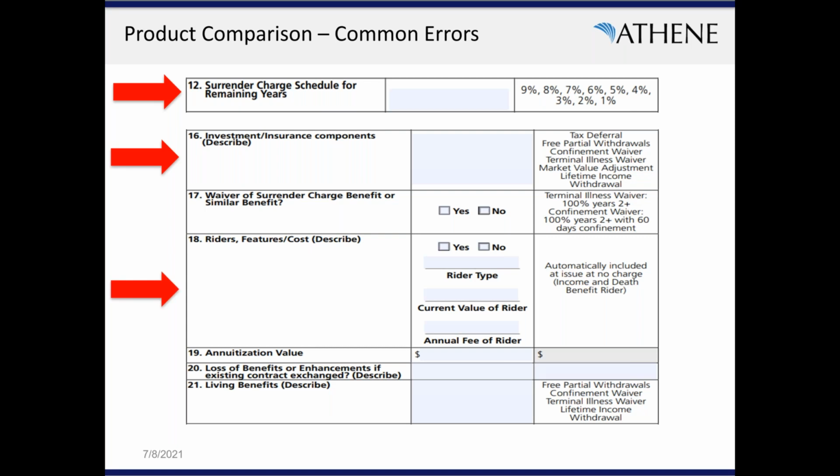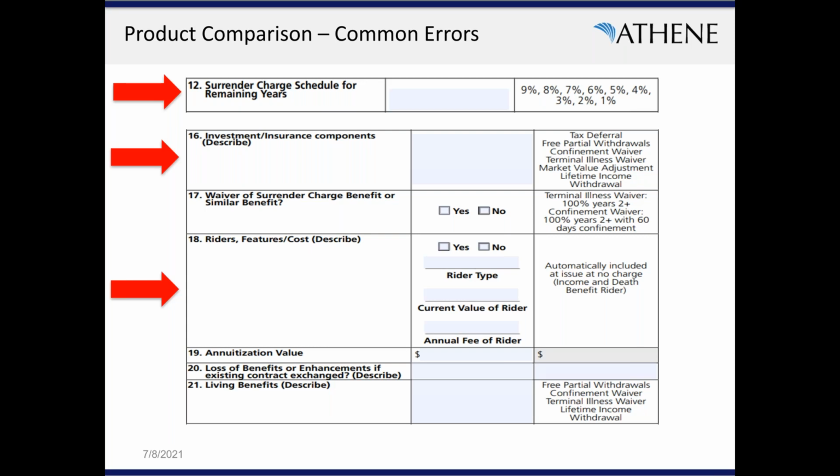Question 18 is asking for any riders or features and then the cost. So, are there riders on the contract? Is there an income rider? Is there an enhanced liquidity rider? Is there a death benefit rider? Is there a return of premium rider? If so, mark yes or no appropriately. You need to state the type of rider or riders. You then need to show the current value of the rider or riders, and then the annual fee associated with either one or multiple of those riders, depending upon how many riders exist.